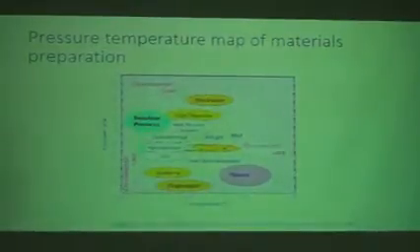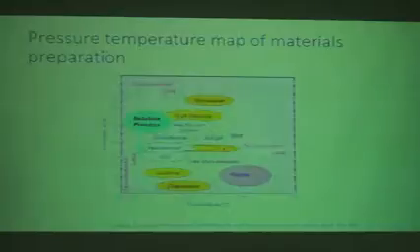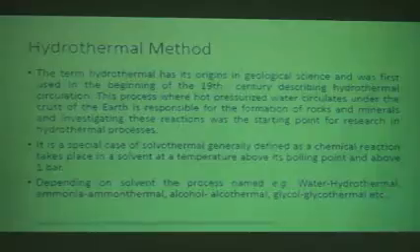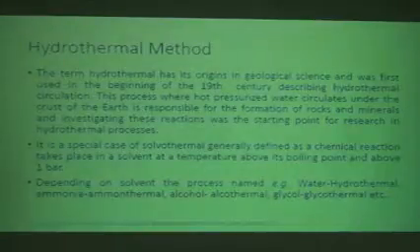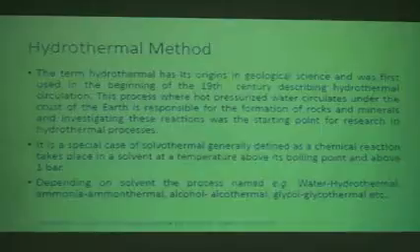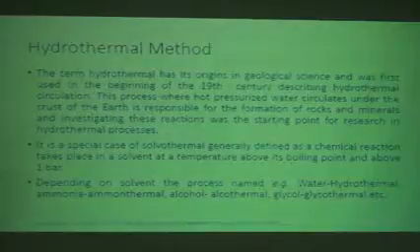The generally acceptable process is the hydrothermal, which is the oldest method, found from nature. I'll quickly go through how it is found in nature, and this is the method closest to environmental processes. So what is the hydrothermal method? The term hydrothermal has its origin in geological science and was first used at the beginning of the 19th century, describing hydrothermal circulation, the process where hot pressurized water circulating under the crust of the earth is responsible for the formation of rocks and minerals. So that's the origin of the hydrothermal process.